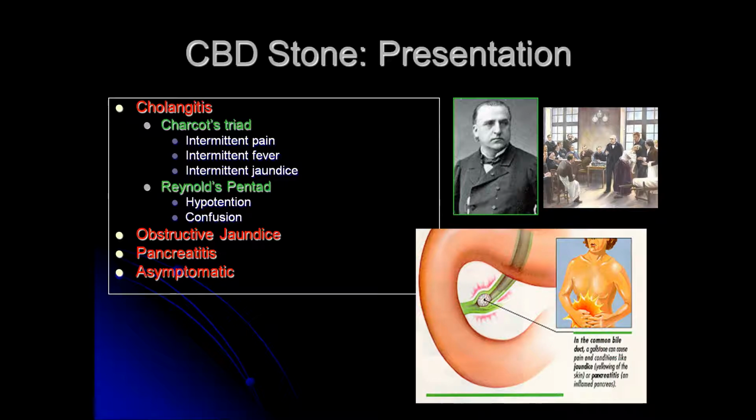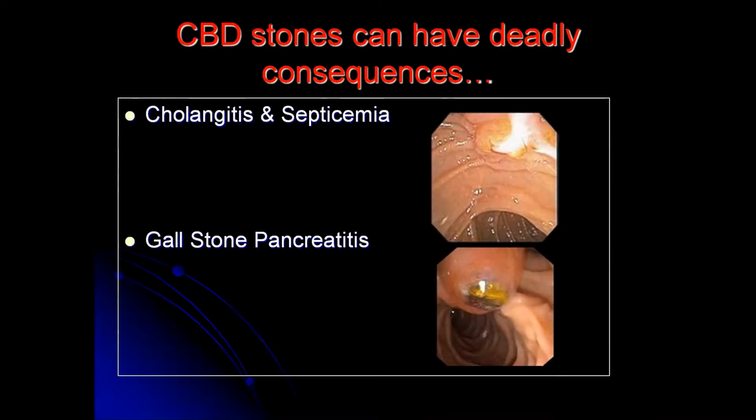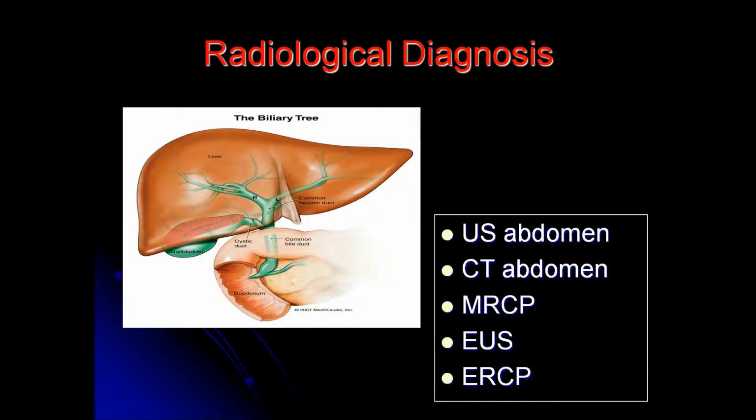be asymptomatic. Next slide. The bile duct stones are much more dangerous than gallbladder stones because of the risk of cholangitis and also the risk of gallstone pancreatitis, because both these conditions are lethal. Next slide. There are at least 5 different investigations available which can confirm presence of bile duct stone, namely ultrasound abdomen, CT abdomen, MRCP, endoscopic ultrasound and ERCP.